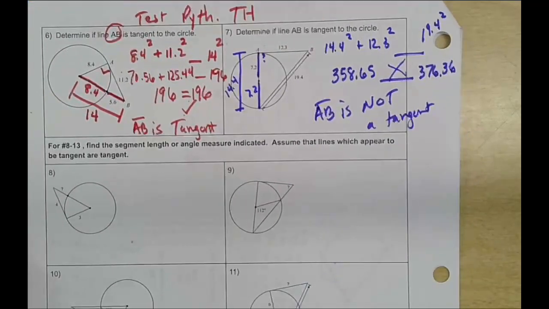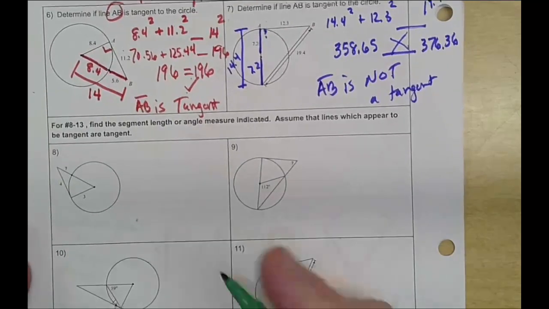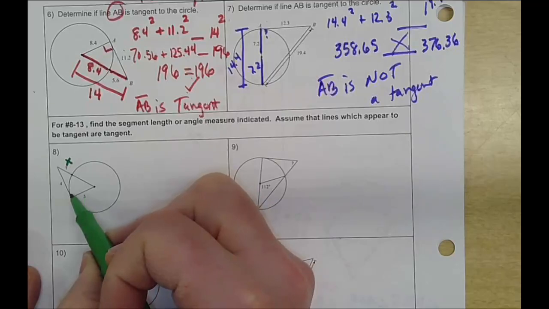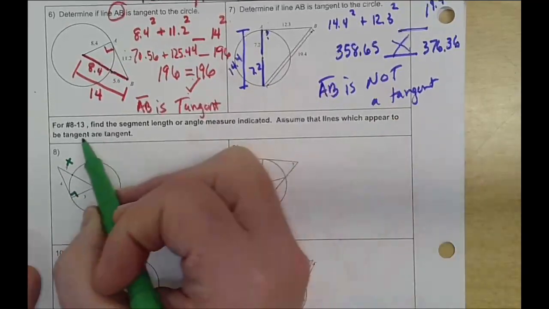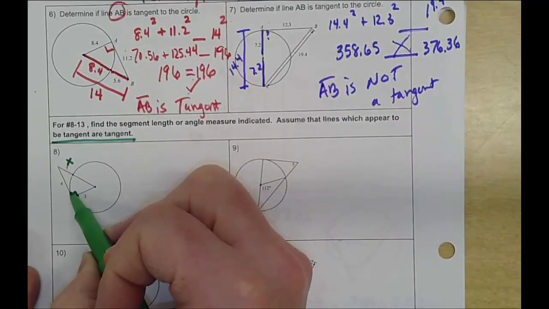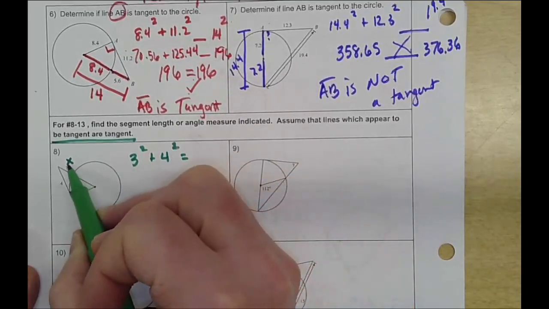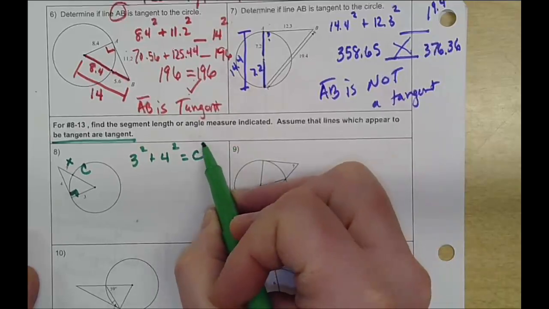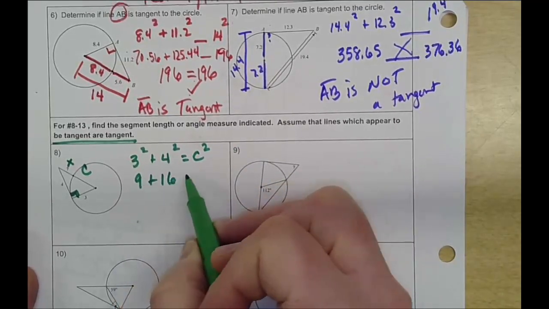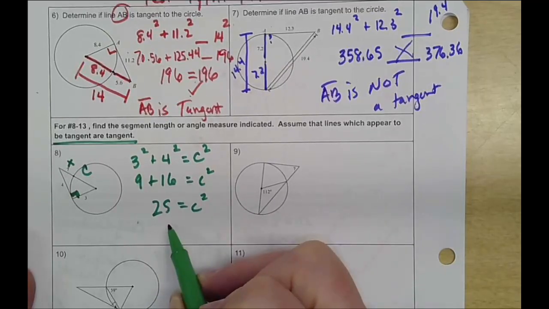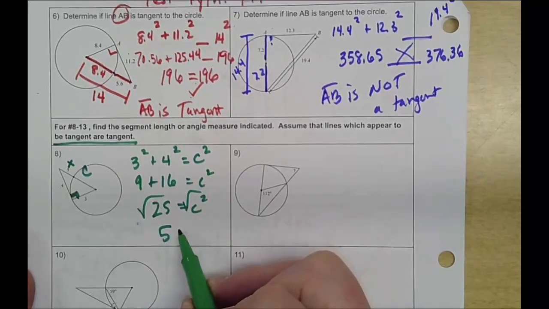All right, find the segment length or angle measure as indicated. So we got to find this little piece on the outside of the picture. If it looks like a tangent, you can assume it's a tangent. So we're going to put a right angle in. 3 squared plus 4 squared equals, we'll call it C squared. This one's going to be quick. We've done this one before, square root.